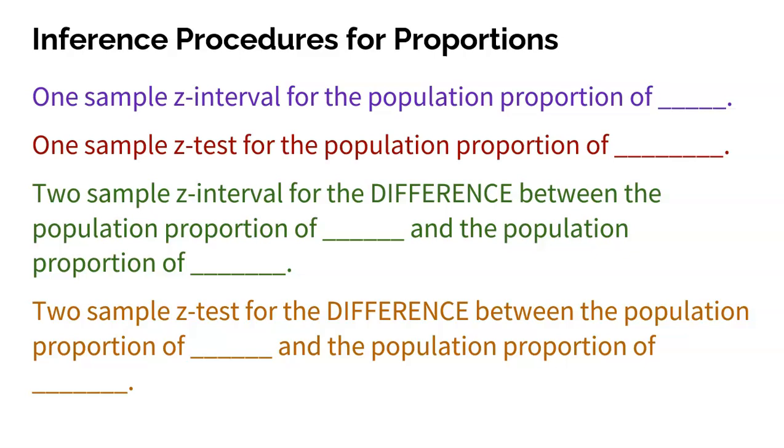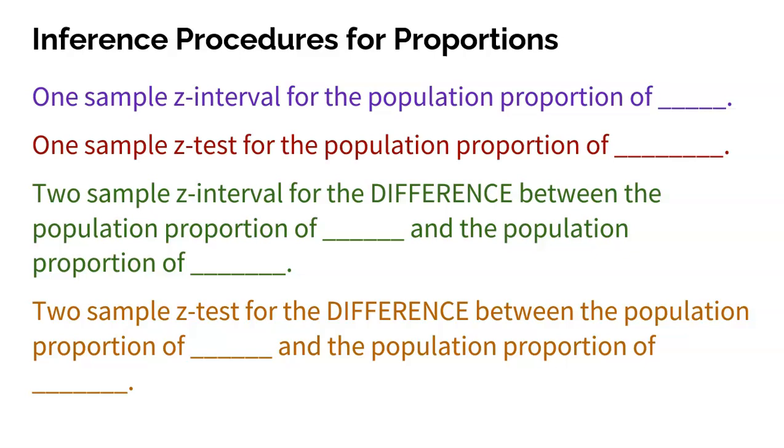Next one is a 2 sample Z interval for the difference between the population proportion of girls that do their homework every night and the population proportion of boys that do their homework every night. Again, you're filling those blanks in, but here you're doing an interval for what the difference between 2 population proportions could possibly be. And then finally, we have a 2 sample Z test for the difference between the population proportion of black bears that have a disease and the population proportion of brown bears that have the same disease.